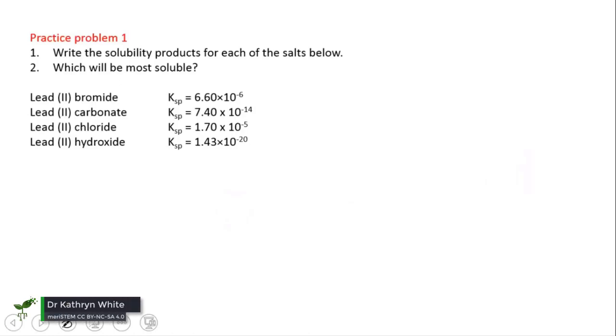Let's try a couple of problems. So first of all, we're going to write the solubility products for each of the salts below, and then we're going to work out which of them would be the most soluble.